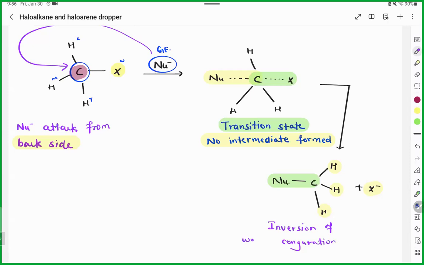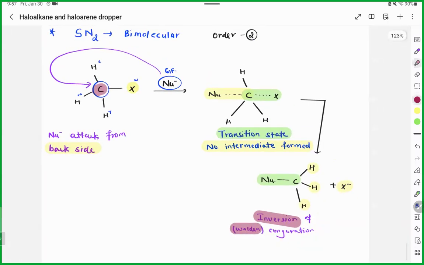So Walden inversion is for optically active compounds only, because if the compound is inactive you will have a racemic mixture, and the net is zero. Okay, so guys, this is the simplest story, but the story does not end here.